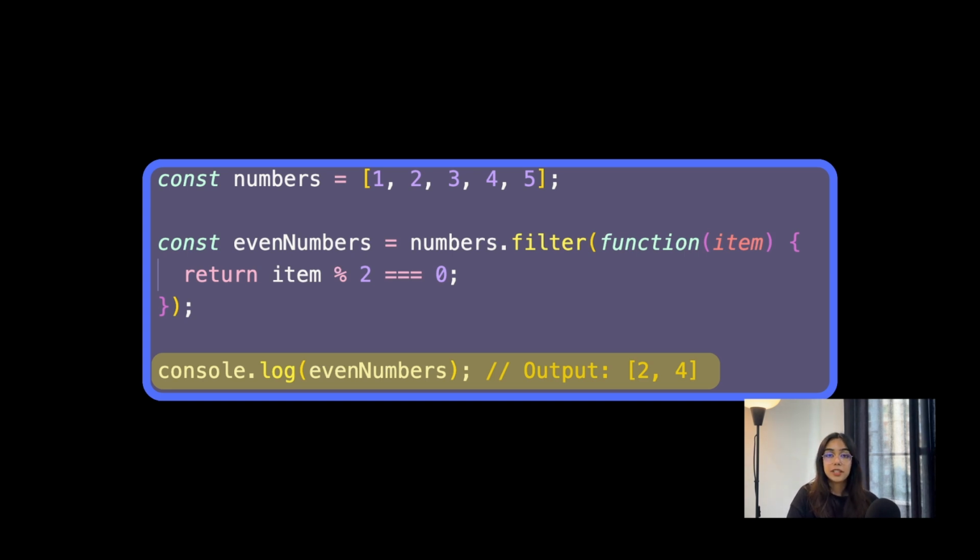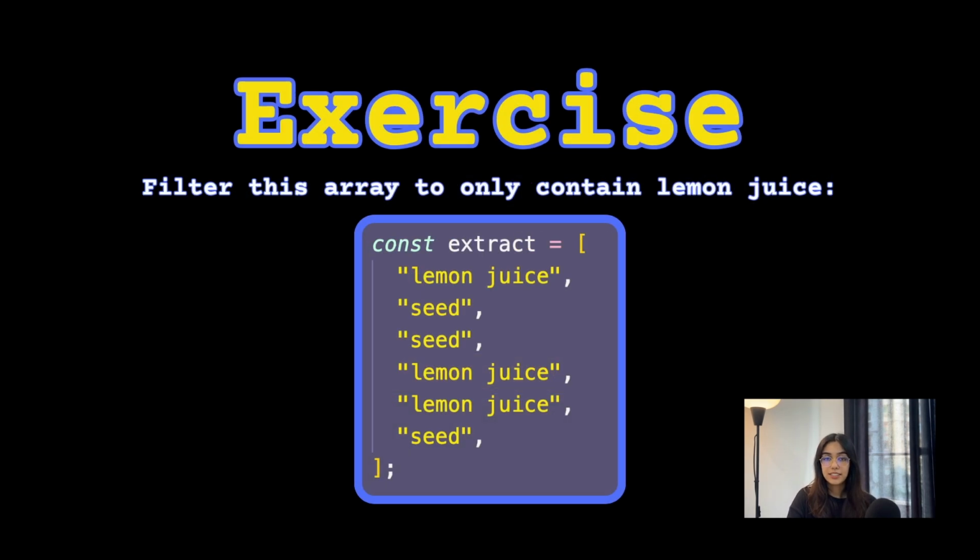Again, this filter method creates a new array and does not alter or modify the original array. Let's take a look at an exercise. This array contains either lemon juice, seeds, or water. Filter this array so that the final array only contains lemon juice from the original array.